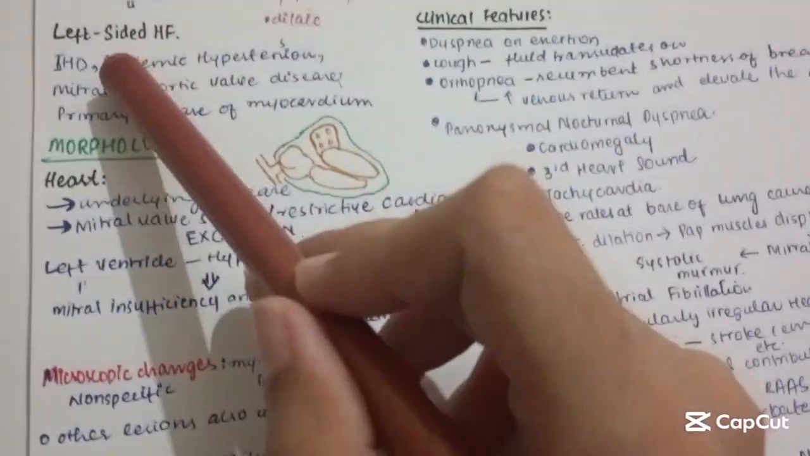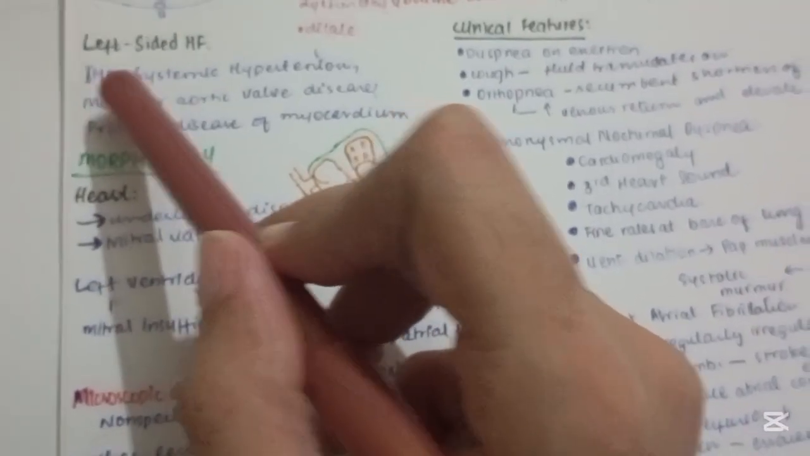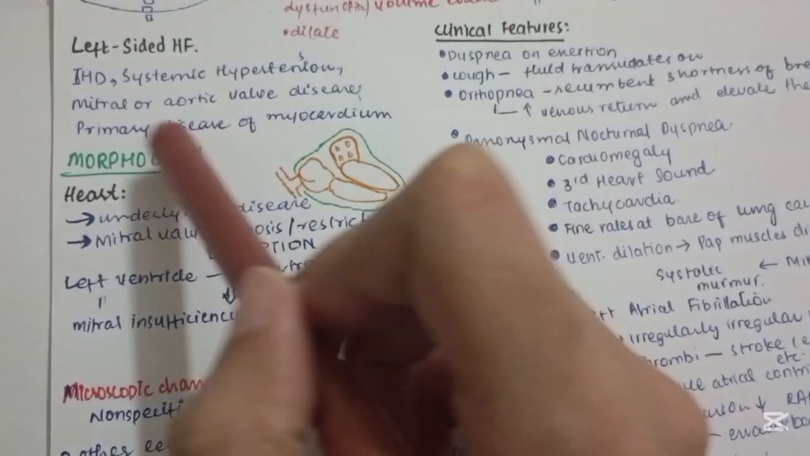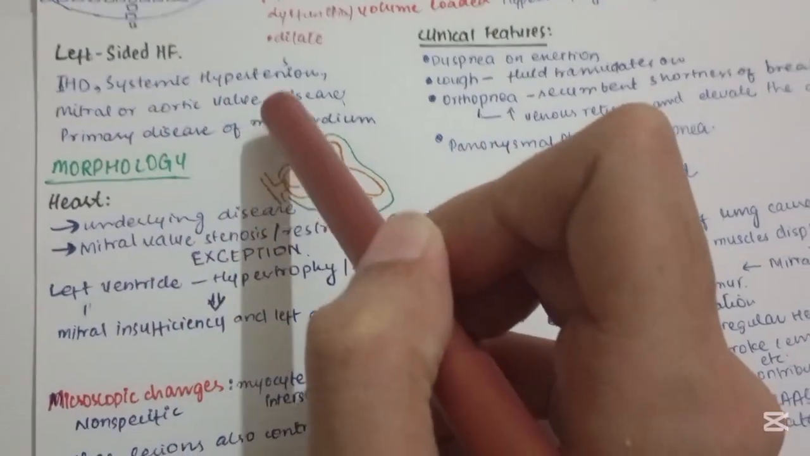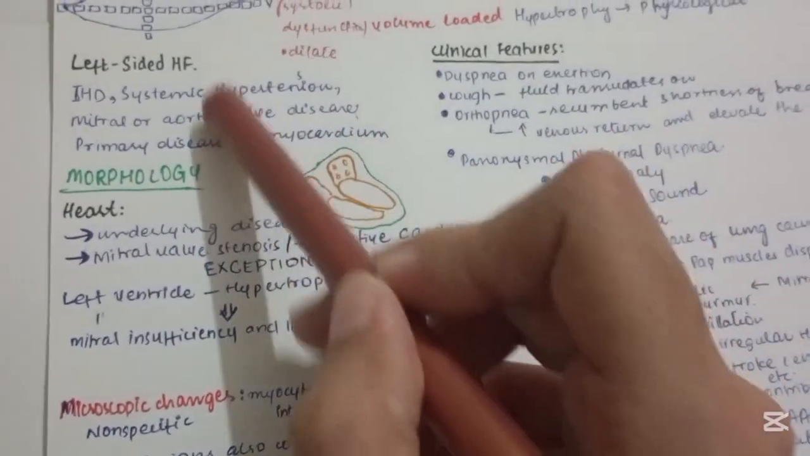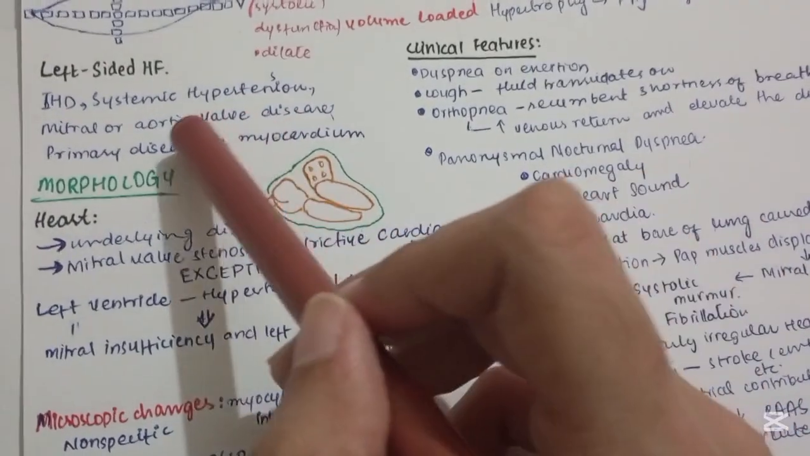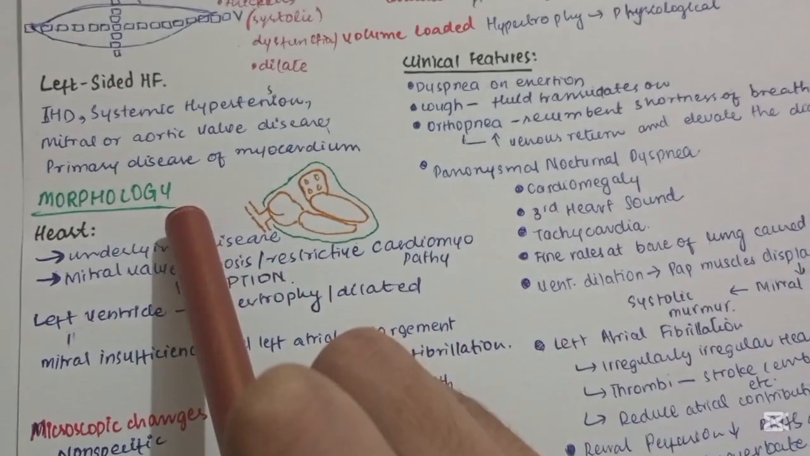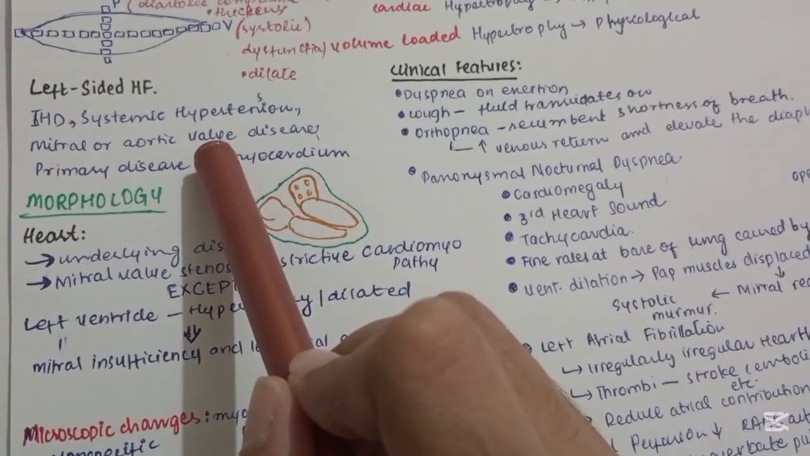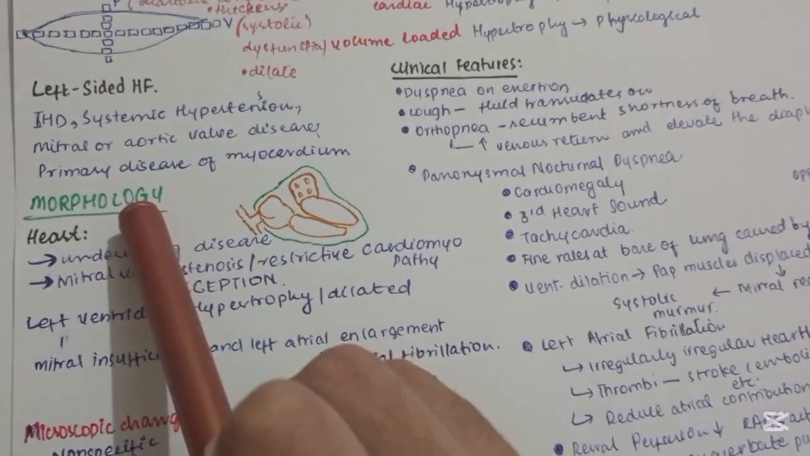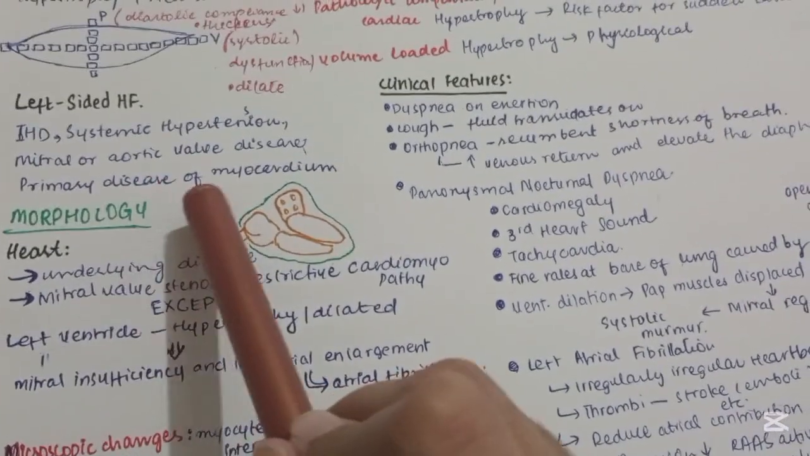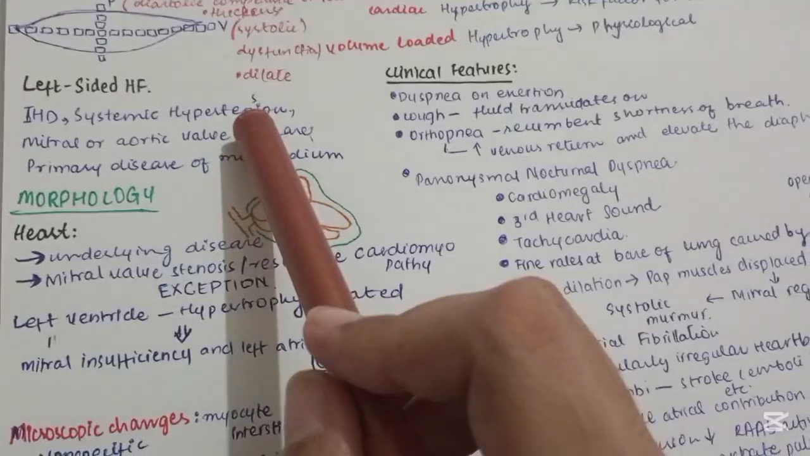So first, let's deal with the common causes of left-sided heart failure. We have ischemic heart disease, systemic hypertension, and mitral or aortic valve diseases. The mitral valve is present between the left atrium and the left ventricle, whereas the aortic valve is present at the opening of the aorta. Diseases of both these valves are responsible for left-sided heart failure. And a primary disease of the myocardium can also cause left-sided heart failure.